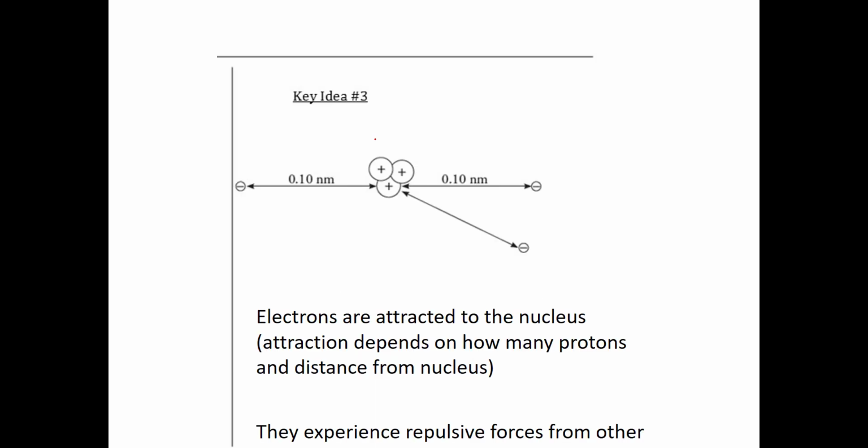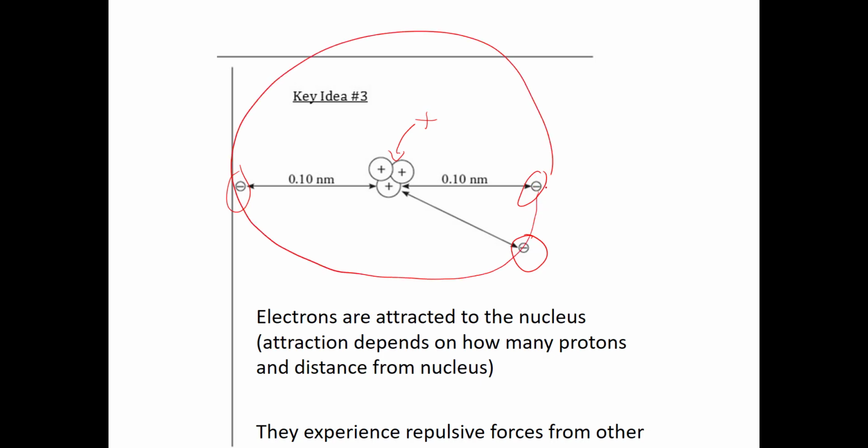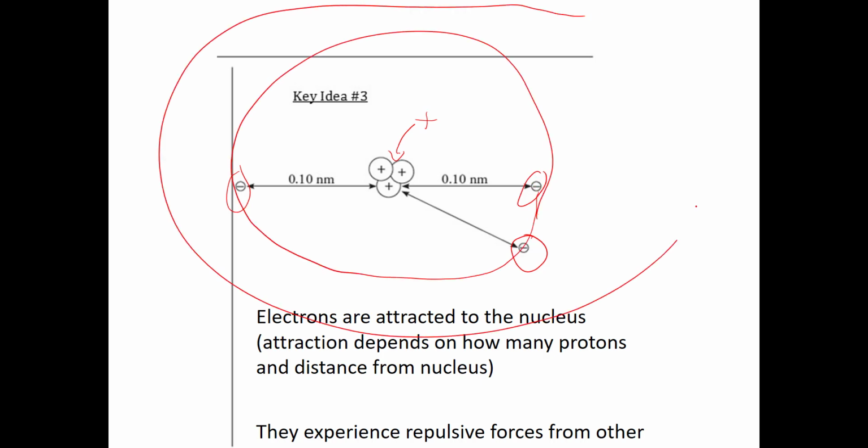And then the last part kind of ties it together, but electrons are attracted to the nucleus. These act as the attraction points, as long as they are at equal distance. So the electrons are attracted to the nucleus. This attraction depends on how many protons there are and the distance. So this depends on the count of the protons, but also the principal energy levels. How many principal energy levels do you have? If you have a lot of principal energy levels, that attraction is going to be weaker on the outer electrons than on the inner electrons.